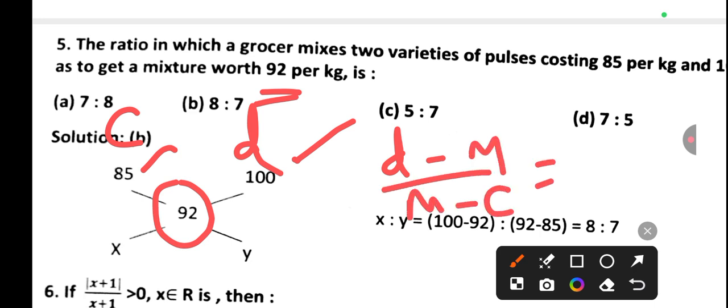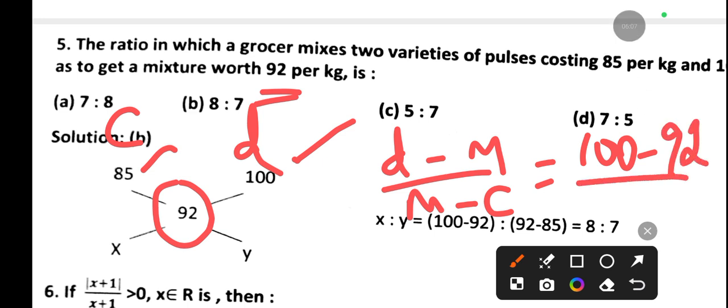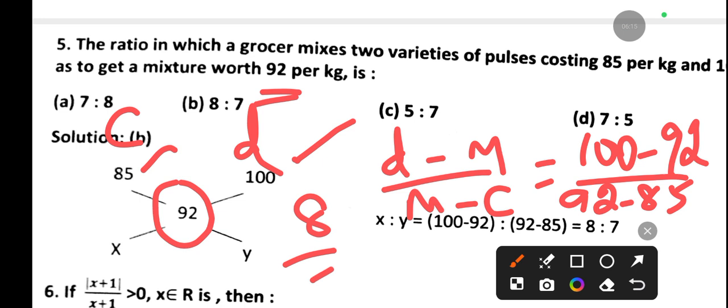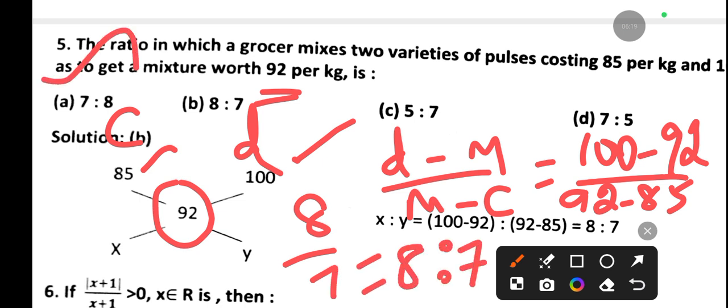I hope you all remember, children. 100 minus 92 by 92 minus 85. 100 minus 92, what? 8. 92 minus 85 is 7. So the ratio is 8:7. Easy only. Book model.